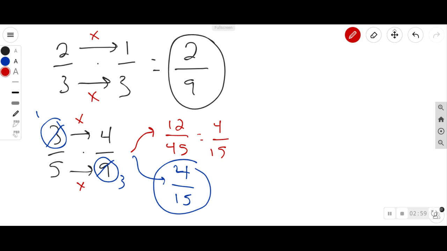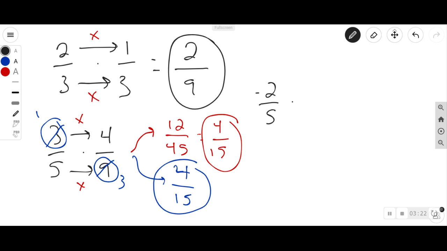So notice we got the same number, 4/15. We reduced earlier the second time. The first time we waited to the end. I always like to reduce earlier in the problem, but that's up to you. It does not matter.